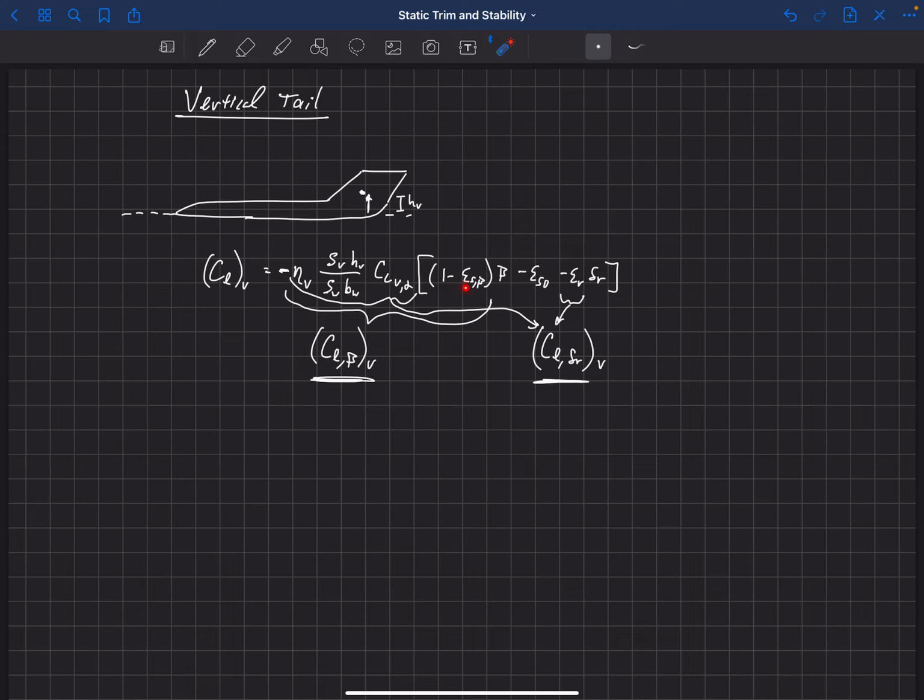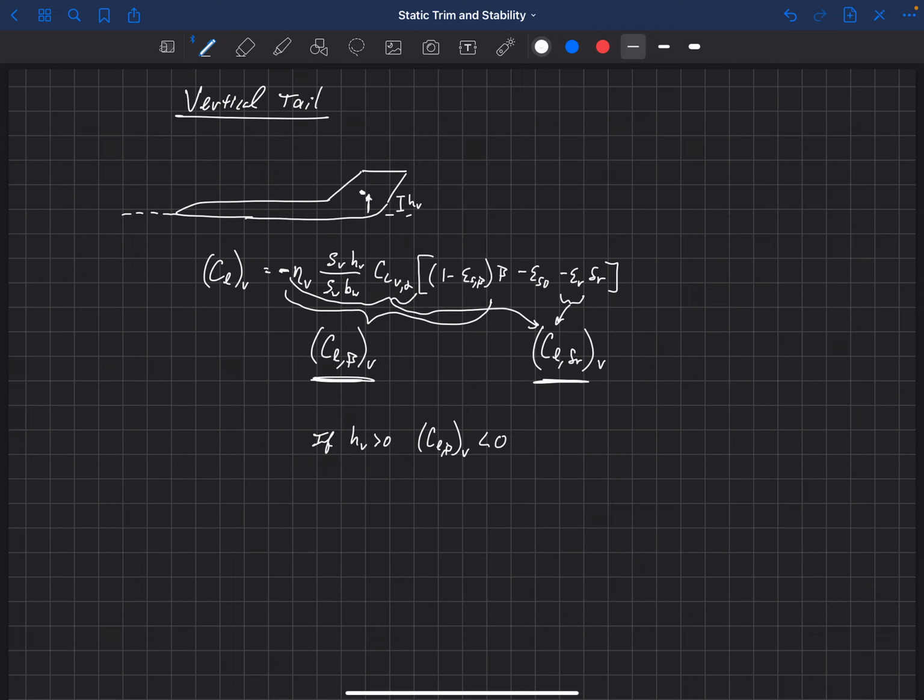1 minus epsilon s comma beta is going to be most likely positive. And so what we find is that if HV is positive, that means that the aerodynamic center sits above the axis here. We will get CL beta less than 0. Okay, so if HV is greater than 0, CL comma beta due to the vertical is less than 0. So that means that it's stabilizing if the vertical tail is above the roll axis.